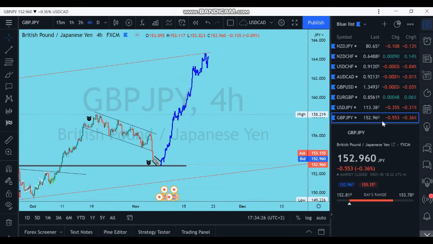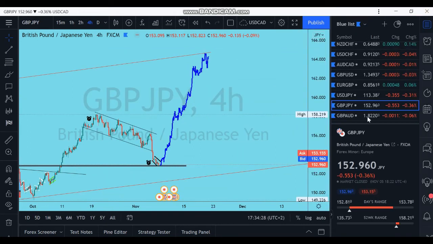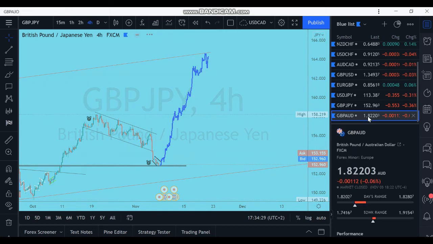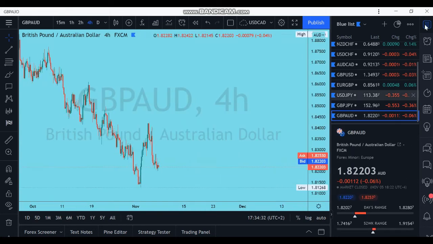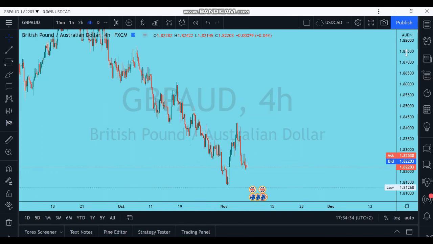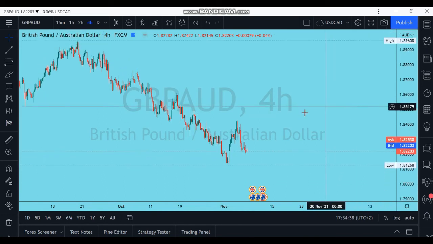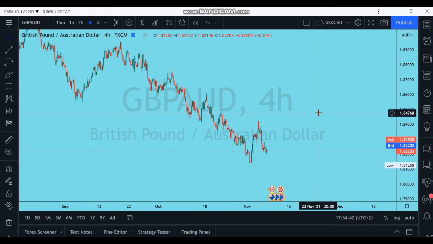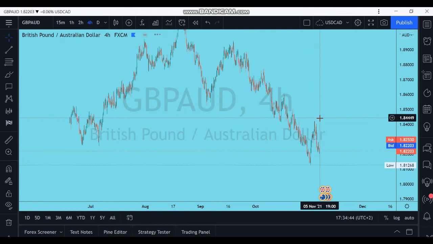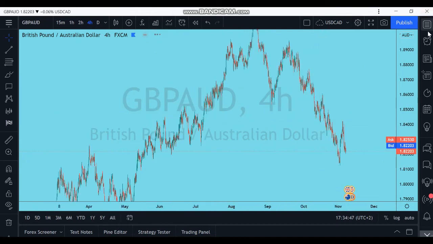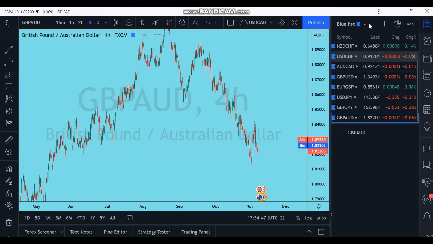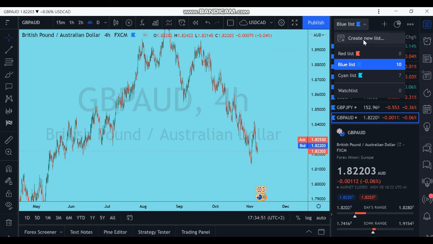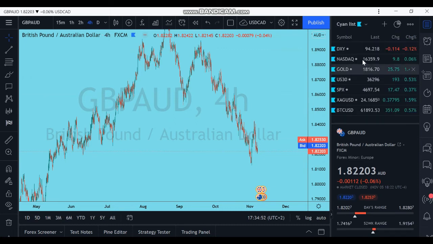Okay, then let's go to GBP AUD. GBP AUD gave us a false breakout this previous week. So we are still looking at it as we want the setup complete. My analysis doesn't pop up with network problem. So let's go to indexes.